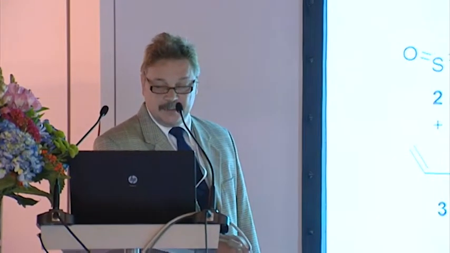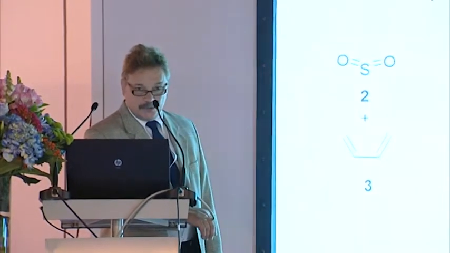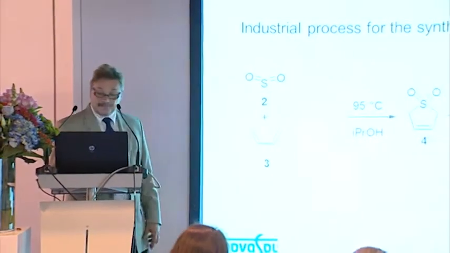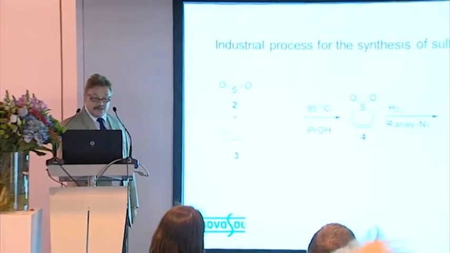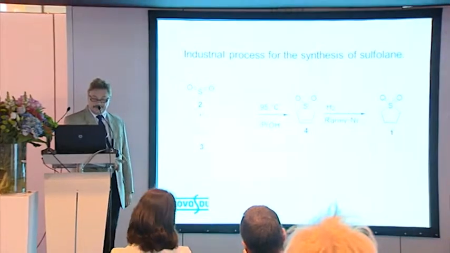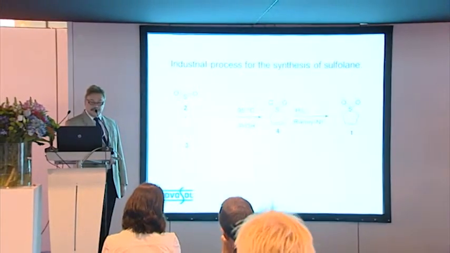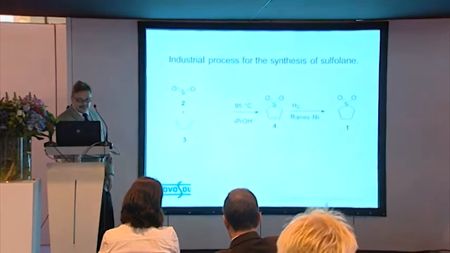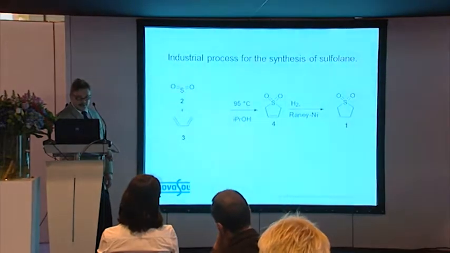First, I would like to introduce you to the industrial process for the synthesis of sulfolane. That is a coupling between sulfur dioxide and butadiene at 95 degrees in isopropanol to give sulfolene, which is number 4. And after that, reduction with hydrogen and Raney nickel to get sulfolane. This is a standard industrial process that was first developed by Shell in the 1940s for use in the oil industry.